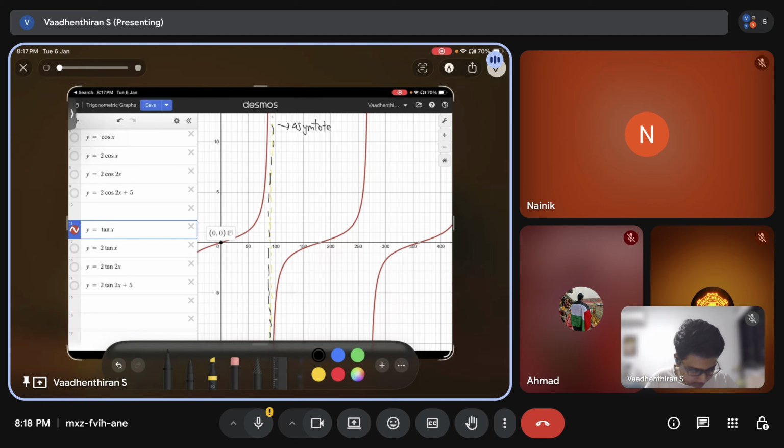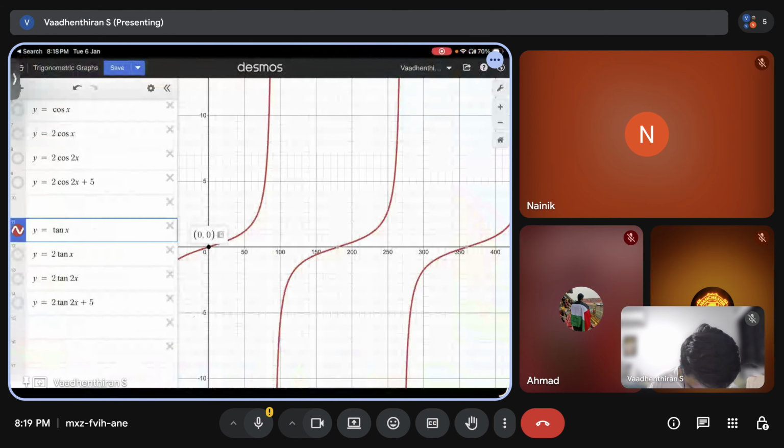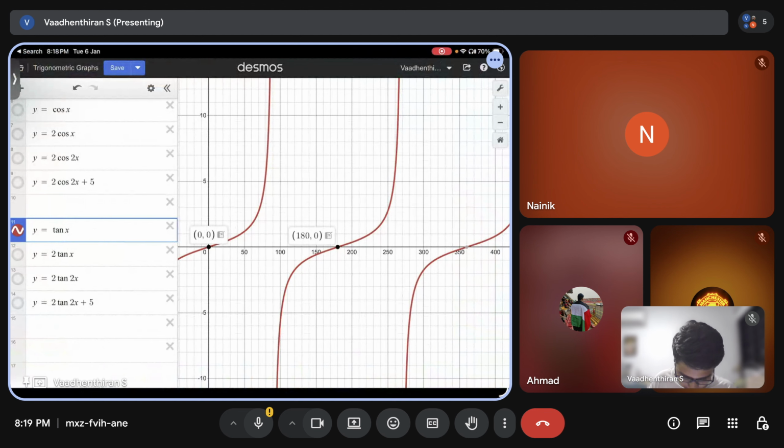Whenever sketching tan graphs, you need to remember where the asymptote is, and you need to sketch that asymptote to confirm that your graph doesn't touch it. It approaches, but it does not touch the asymptote. Then you can see that at 180 it's again 0. So that means this is one complete cycle.